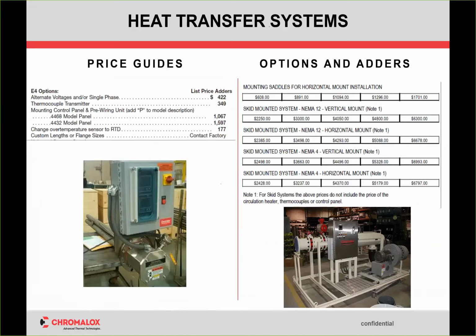A couple other things in the price guide I wanted to point out. Your immersion heaters. The LTFX, when they went through and did the marketing piece on this, they did a really fantastic job.